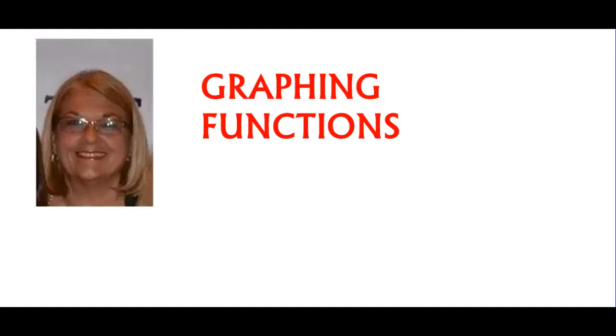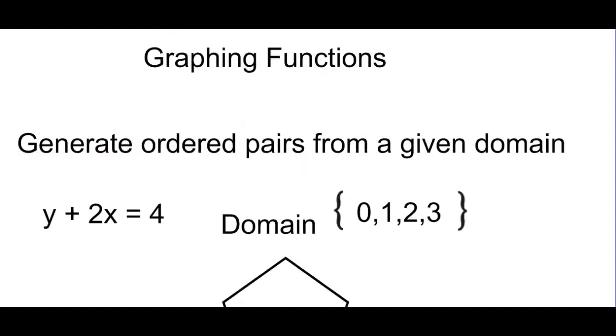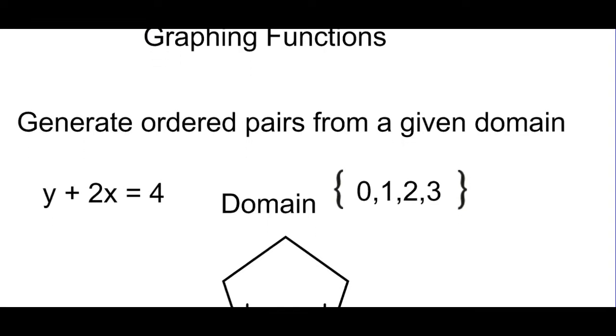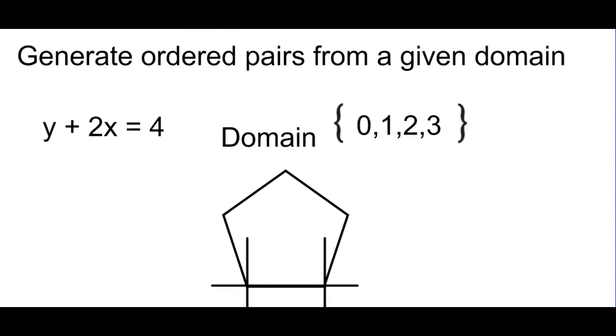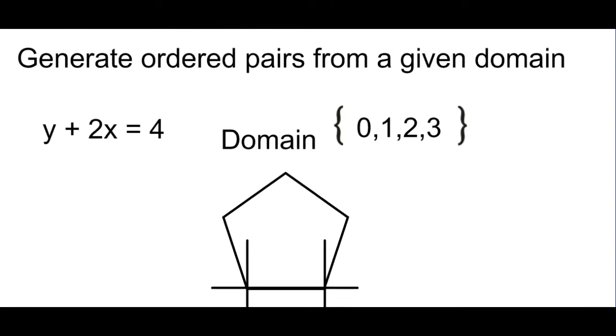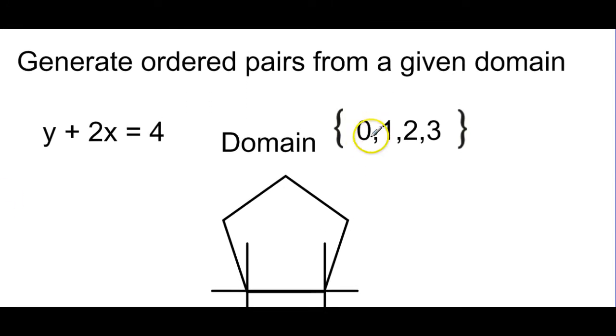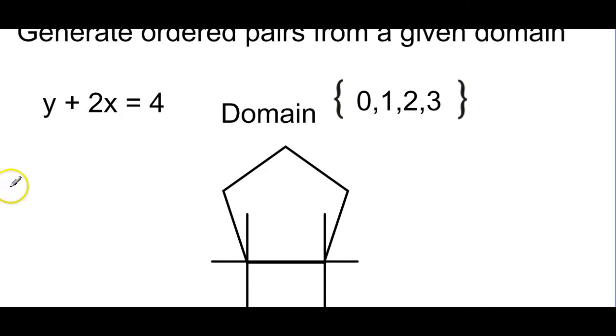Let's graph some functions. Remember that we talk about functions being like a function machine? So what we're going to do is pick some ordered pairs, and that's how we're going to graph it. Now, sometimes they will give you the domain, and in this case, that's exactly what happened. Here's how I use this function machine.